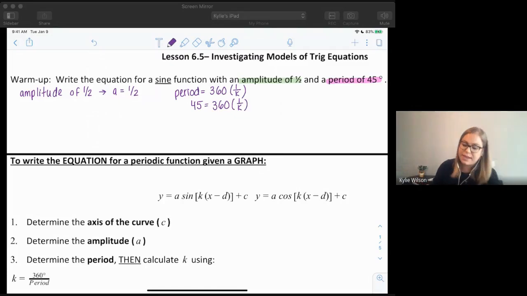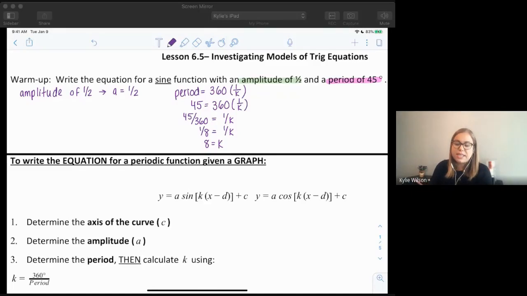Now I'm just going to divide both sides by 360. So we'll have 45 over 360 equals 1/K. Now I'm just going to reduce that fraction, so we'll get 1/8 is 1/K. And then you can either just cross multiply, or flip both fractions, whatever you're more comfortable with, and I'll get that 8 equals K.